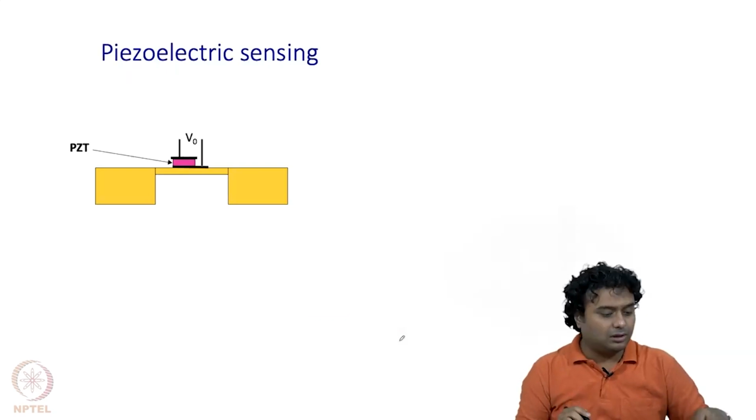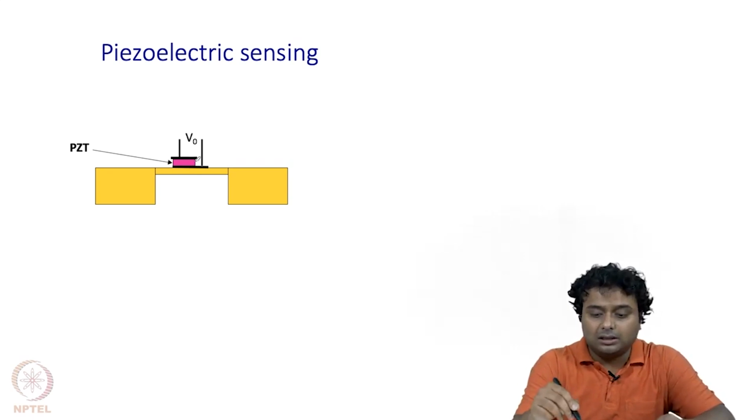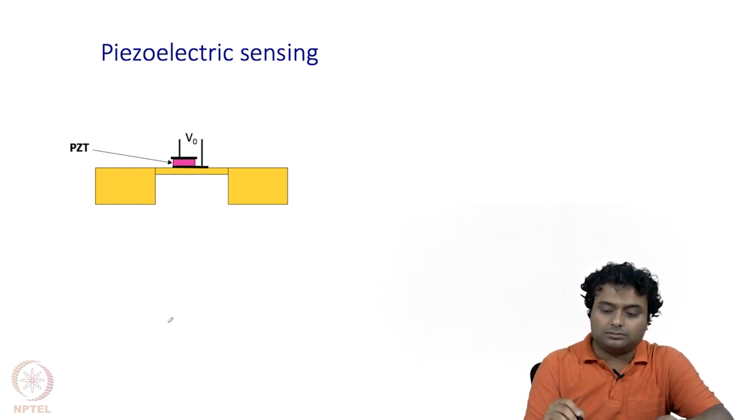So let us move to the first case, that is piezoelectric sensing. As I was saying, there will be a sensing element which is piezoelectric, and one of the very popular examples is PZT, or lead zirconium titanate. This material has such a property that if some stress is applied on it, then some potential will be generated, and that potential we can measure to measure the applied stress, or to measure the pressure.